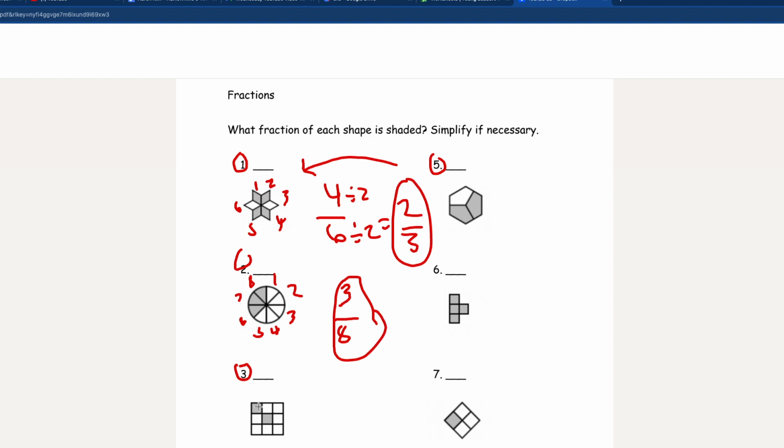Number 3. So the squares consist of 1, 2, 3, 4, 5, 6, 7, 8, 9 parts. So it's going to be out of 9, and there's 2 parts shaded, so 2 out of 9. And since we can't divide anything by 2 or 9 with the same number, that's going to be your final answer for number 3. Number 5. This seems to be a hexagon, so it has 1, 2, 3 parts. So 3 parts and 2 parts of it is shaded. So 2 out of 3 is your final answer for number 5.